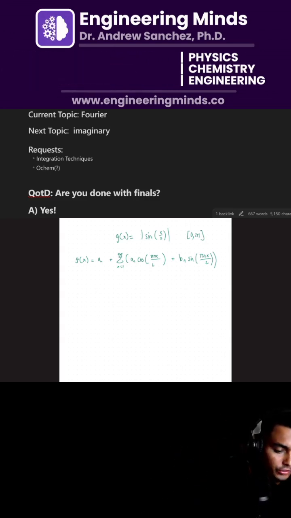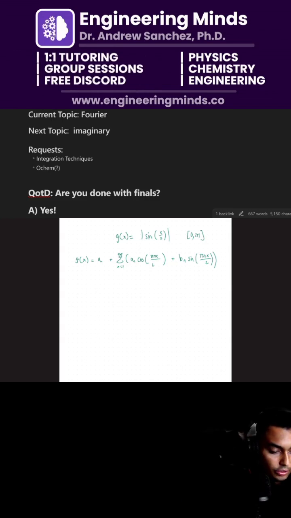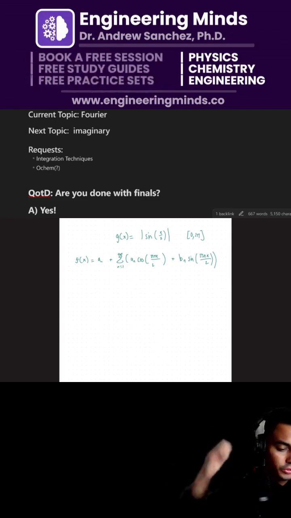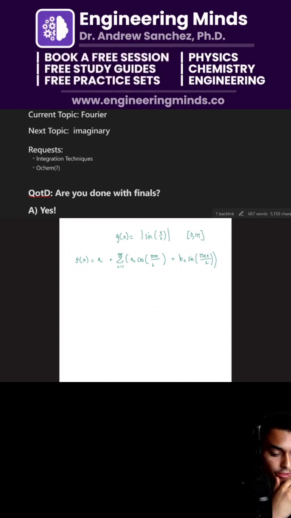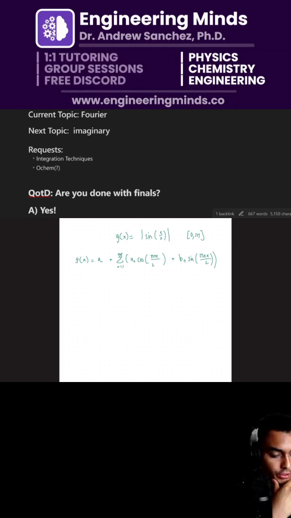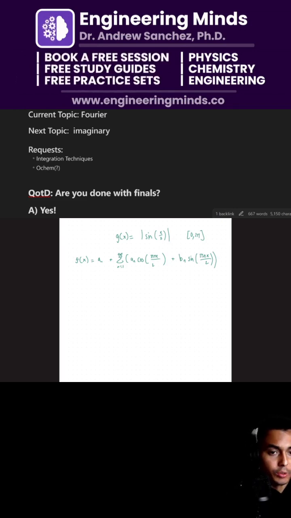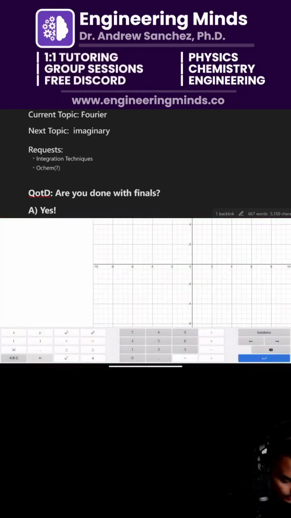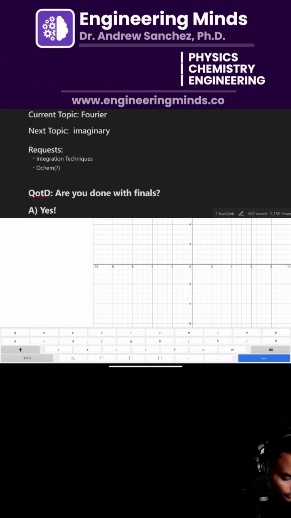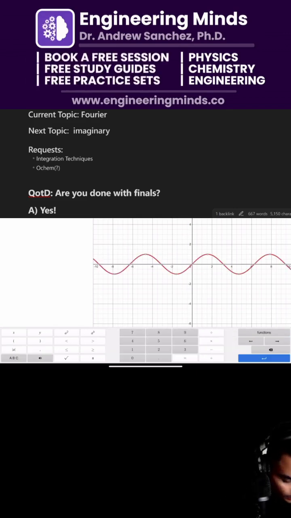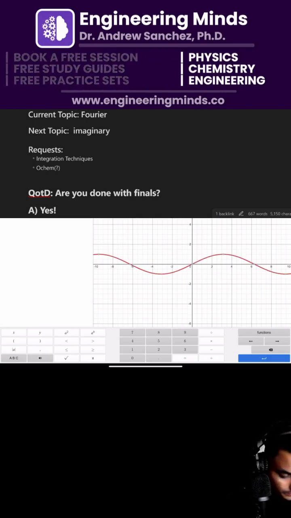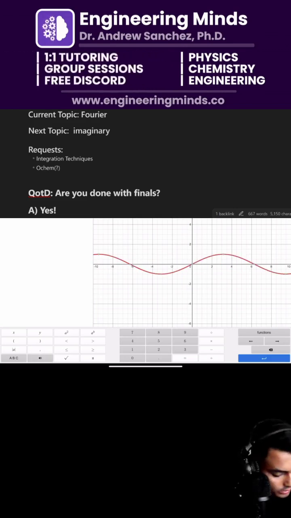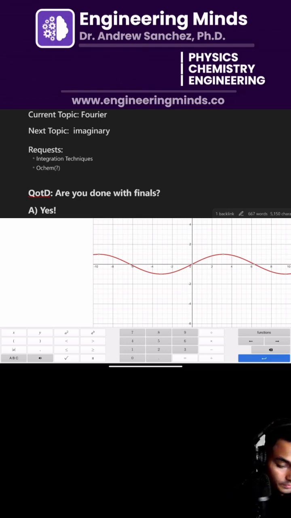All right, so my first thought is, okay, if g of x equals sine of x over 2, and we want to find the Fourier sum of this, let's just go ahead and plot that real quick, just to have an idea. So we're going to just plot sine of x over 2, x divided by 2.